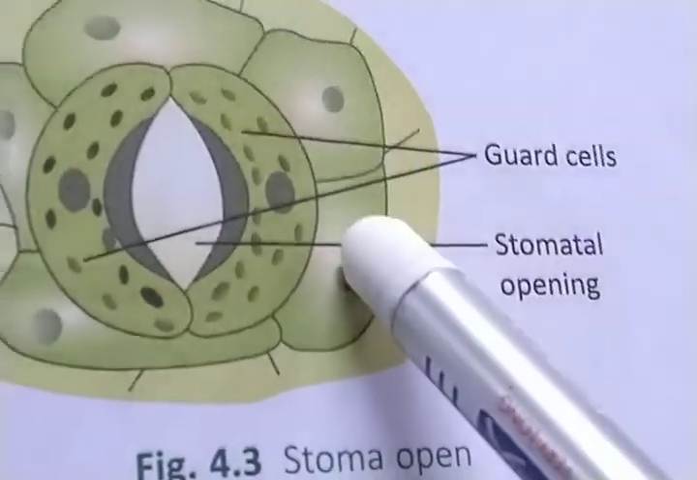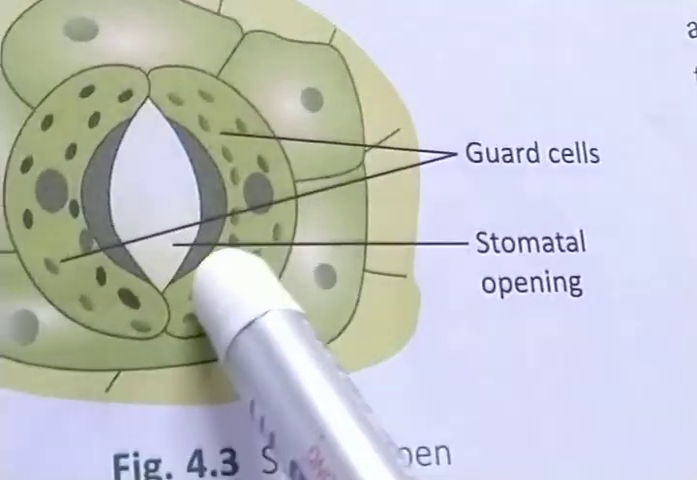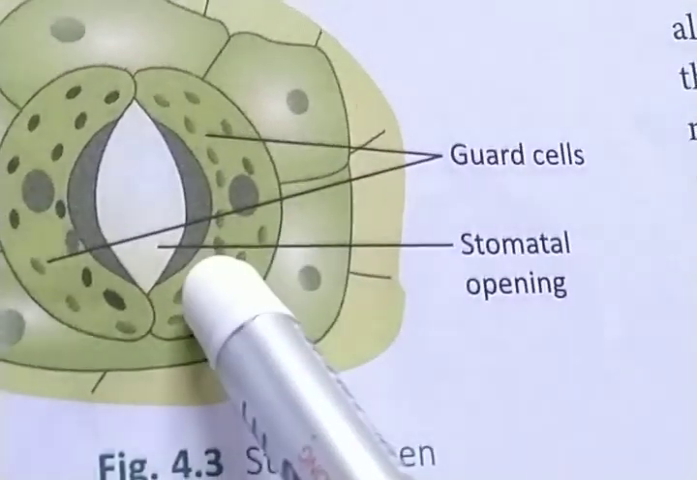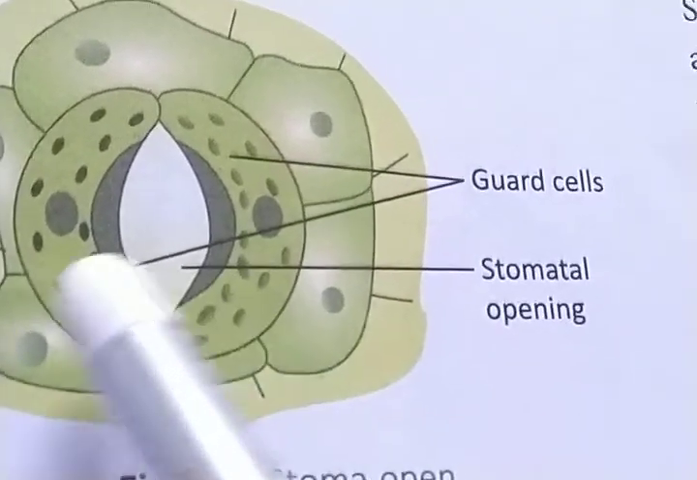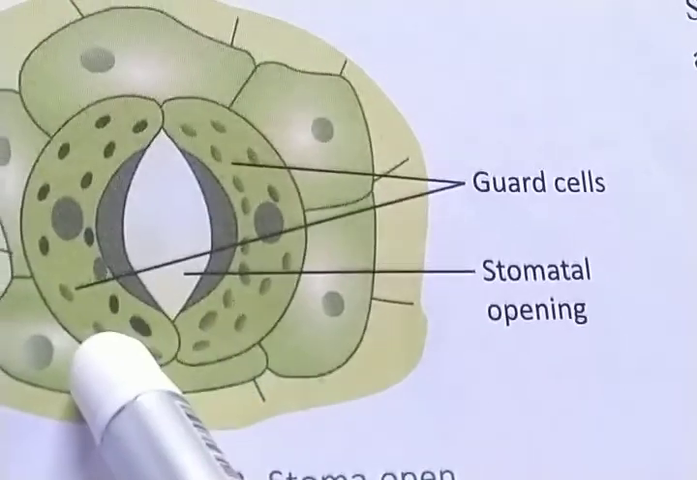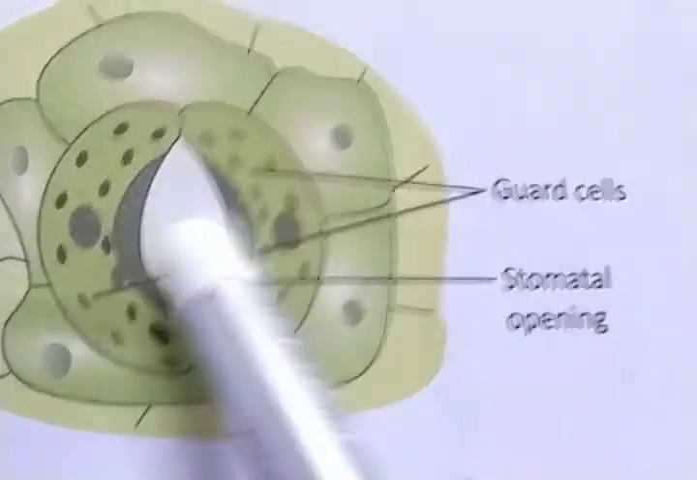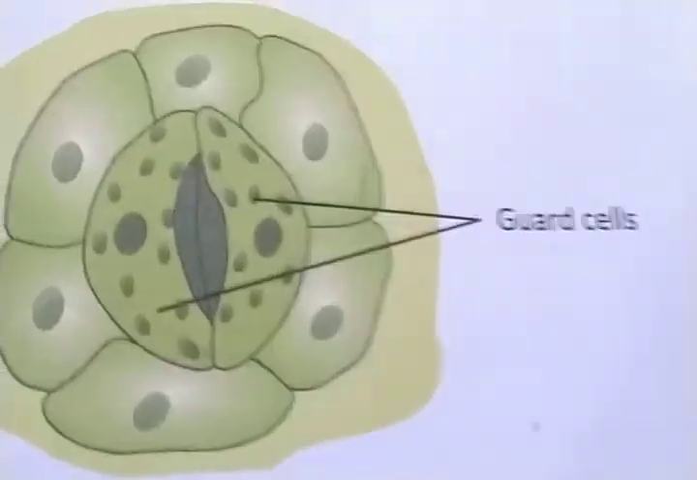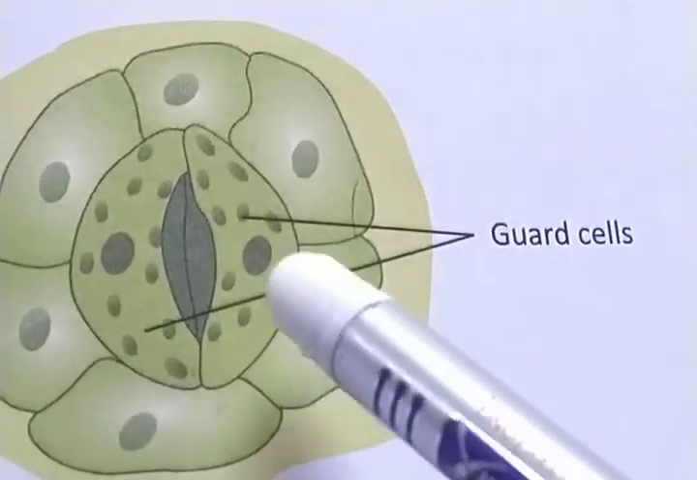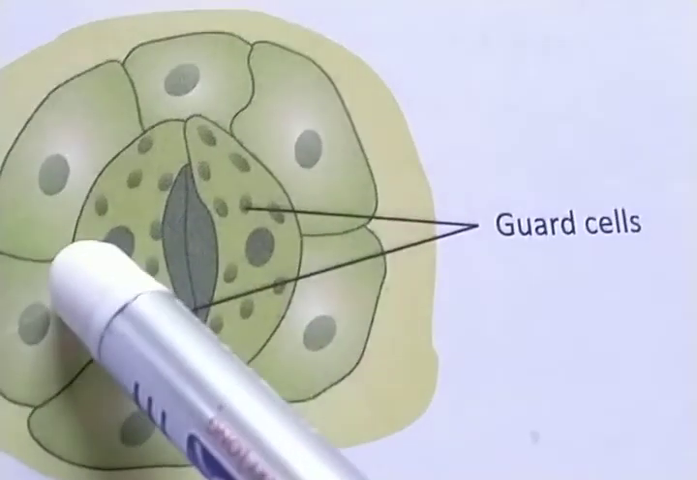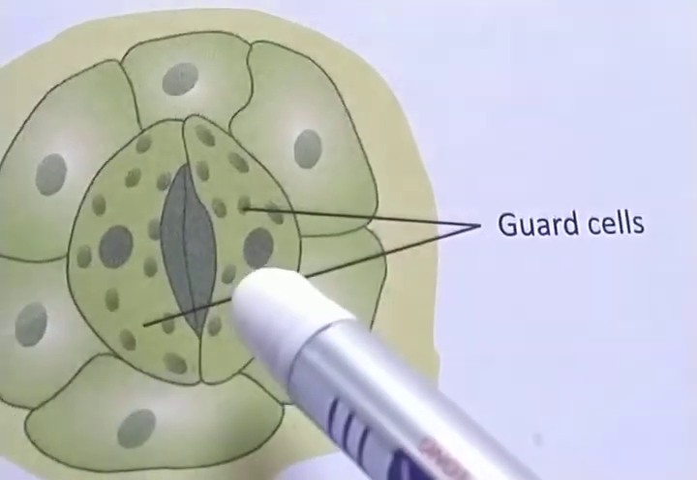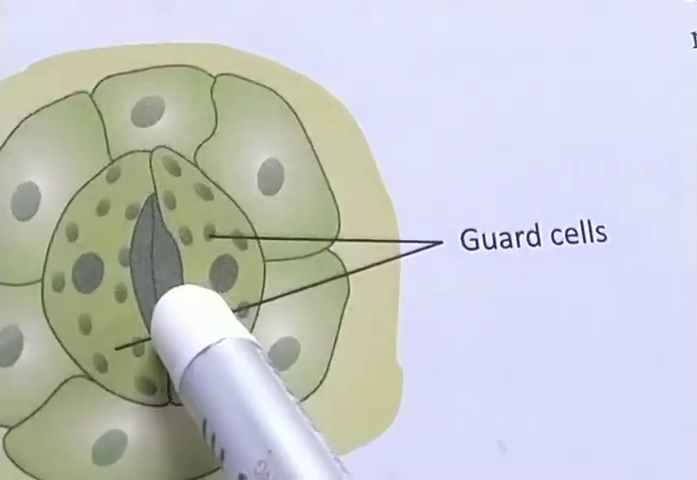So here is the picture. Look at the picture. When guard cells intake lots of water, they become swollen, and it helps to open the stomatal pore. In the same way, when the guard cells release the water, they shrink, and it helps to close the stomata.